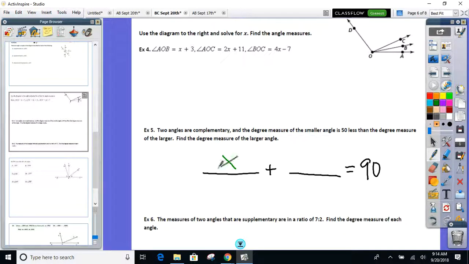So I know one of the angles is x. How does the other one compare to that? Well, it's 50 less than the larger one, which I just called x here. So how do I write 50 less than that? x minus 50. Now, I'm not going to require it here, I don't need let statements. Maybe that was a big thing last year in algebra. But keep in mind, which one's the larger, which one's the smaller up here? x is my larger, and x minus 50 is my smaller.